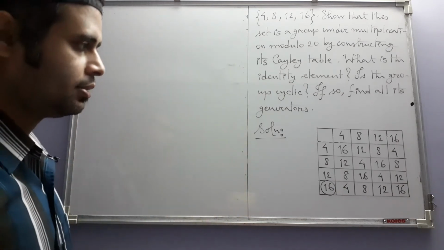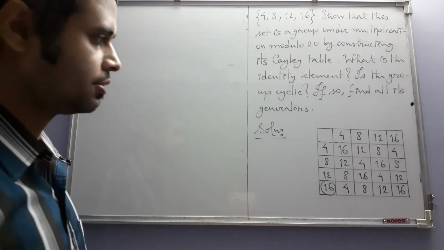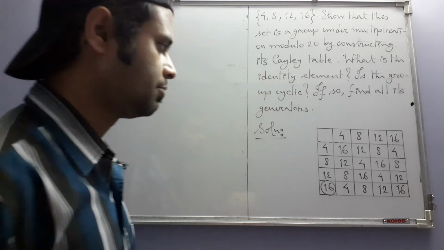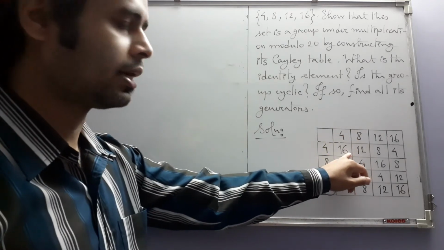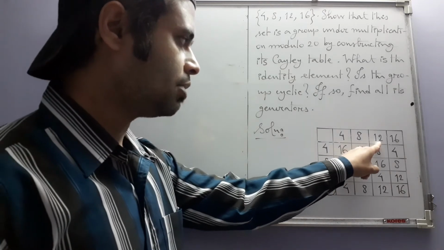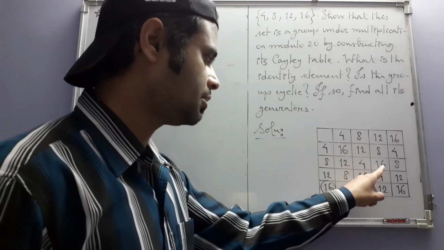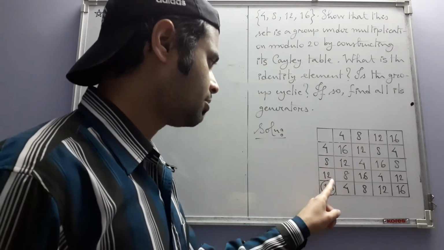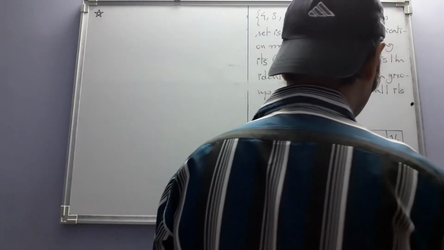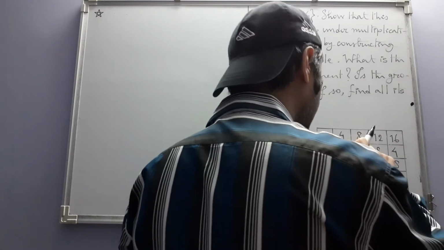Just like that, you can find inverses also. The inverse of 4 is 4 itself, because 4 times 4 is the identity, 16. The inverse of 8 is 12, because 8 times 12 is 16, and also 12 times 8 is 16.